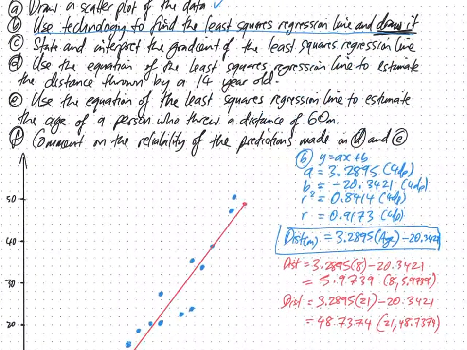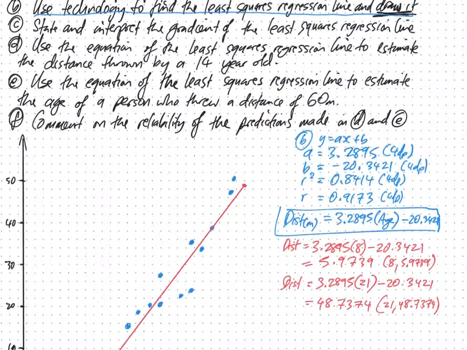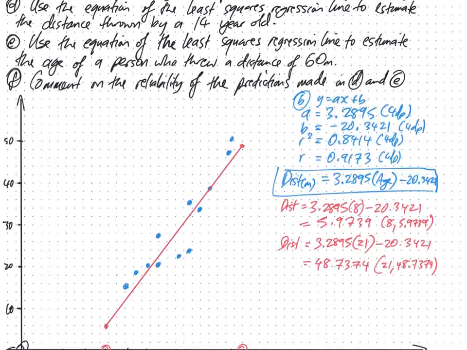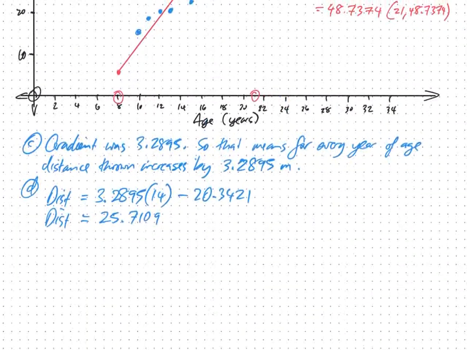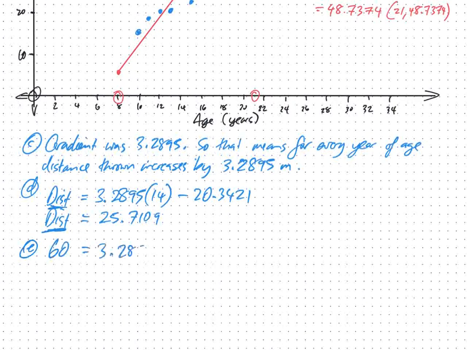Use the equation of the least squares regression line to estimate the age of a person who threw a distance of 60 meters. So this is slightly different. This is the hardest version of this. You know the distance this time. It's 60. I don't know x. So I'm going to put the equation in as far as I know. And then I need to use a bit more algebra than before to solve for age.